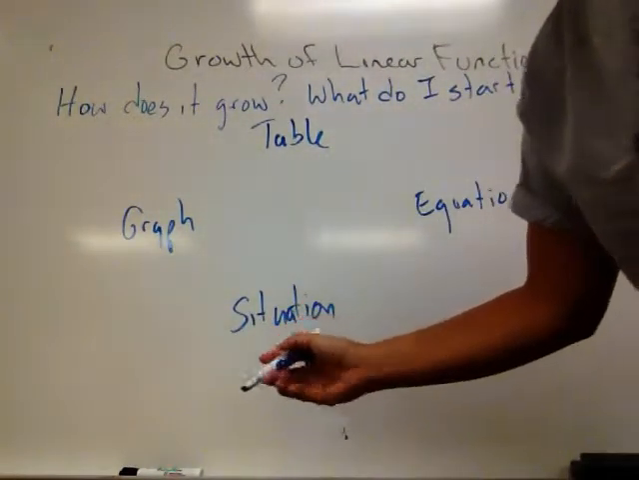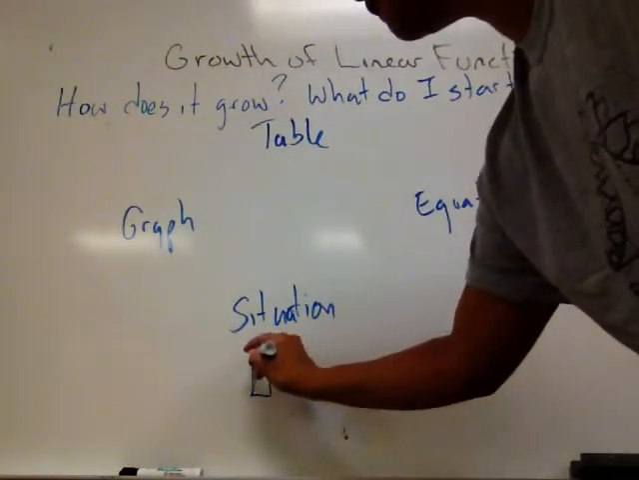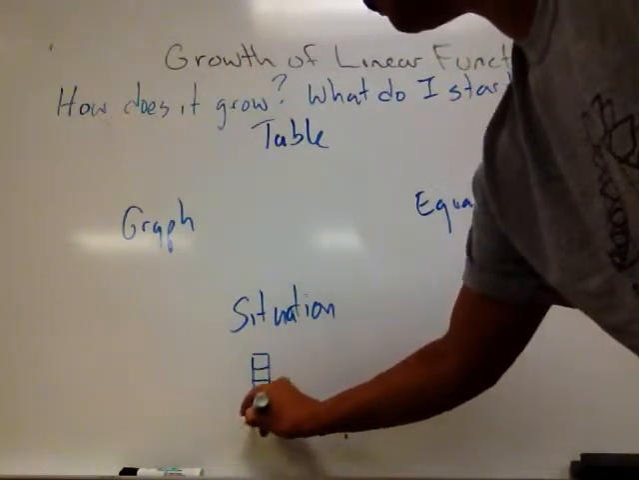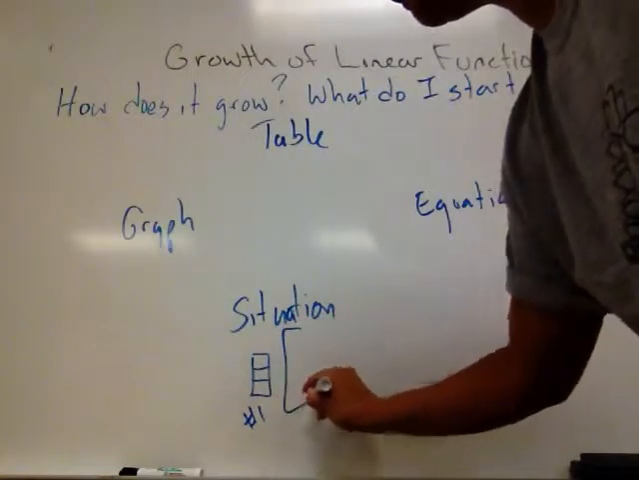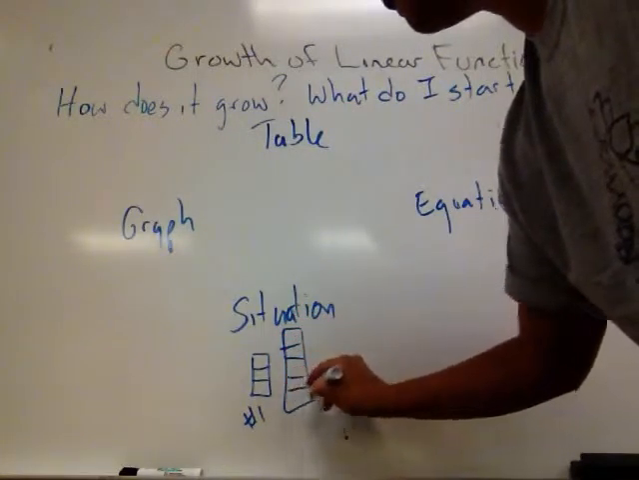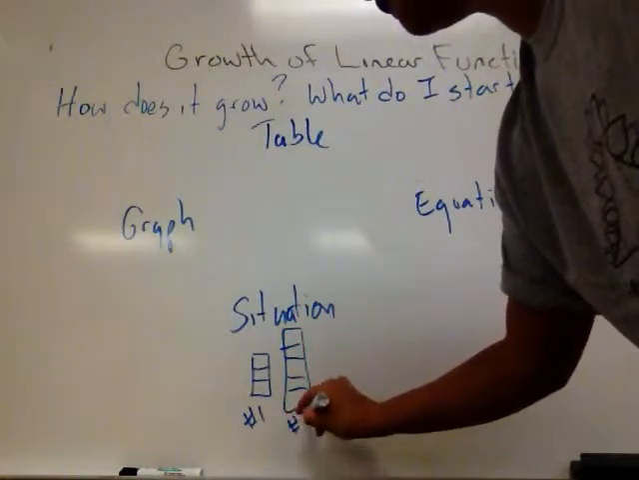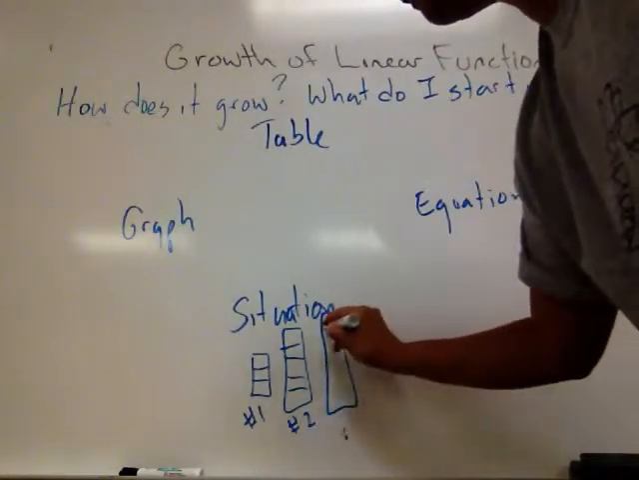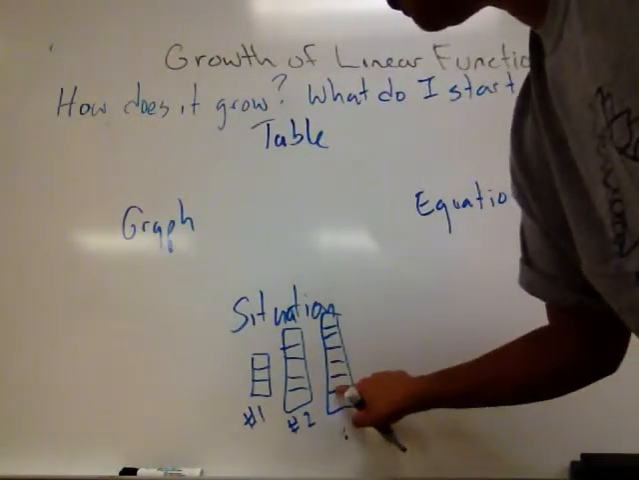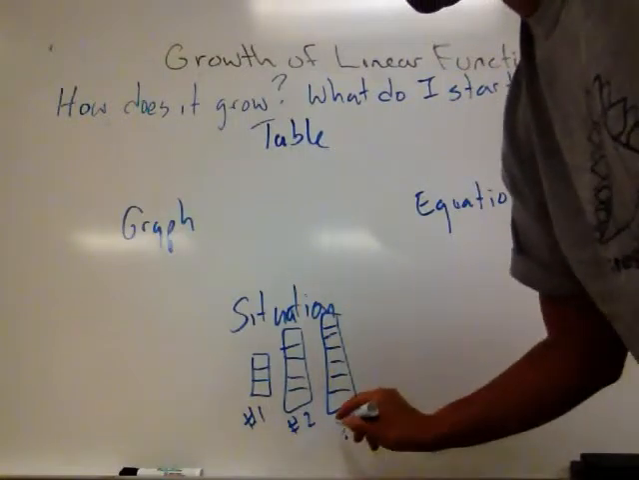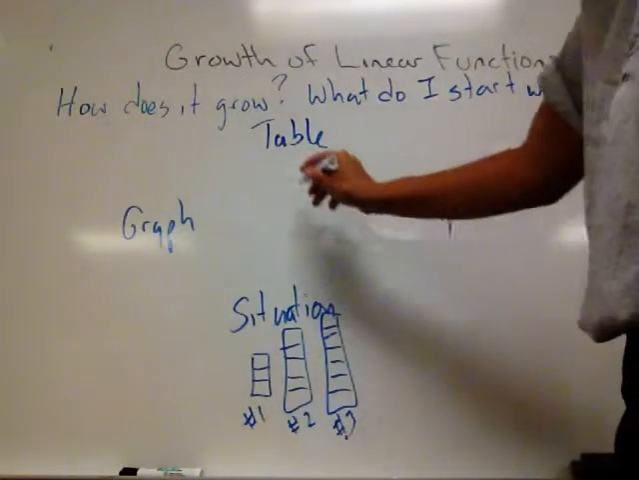So the situation, let's say, started out with 3 tiles. Okay, so let's say this is just figure number 1. The next one looks something like this. So we had 5 tiles there. And the next one's going to be 1, 2, 3, 4, 5, 6, 7 tiles. We can actually build a table from that.